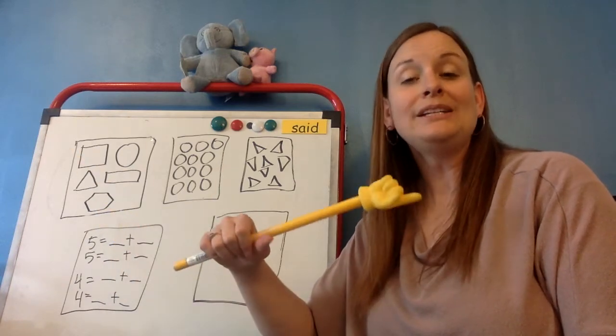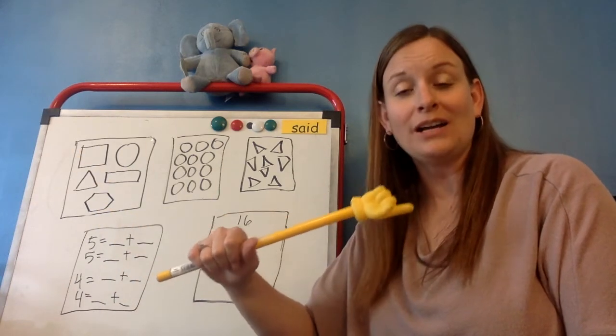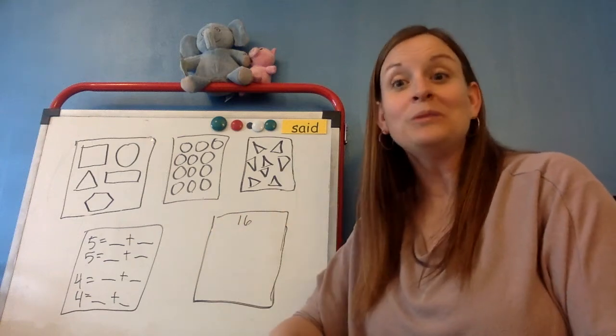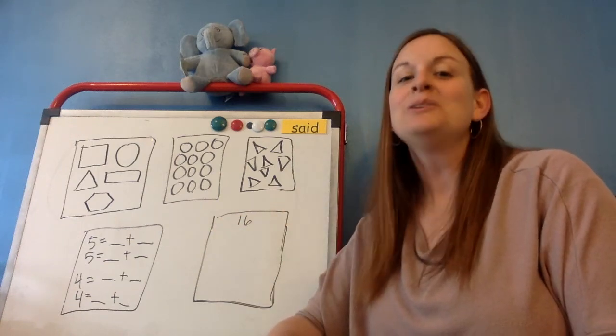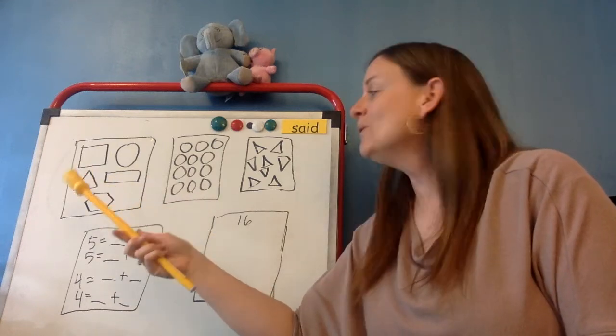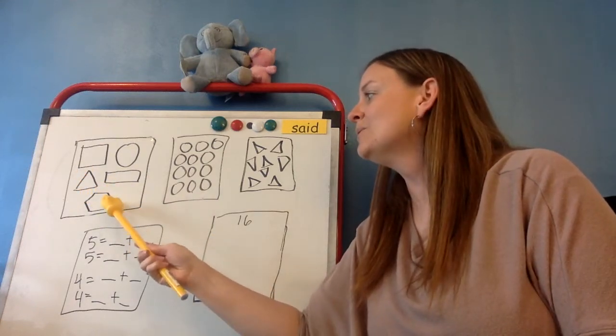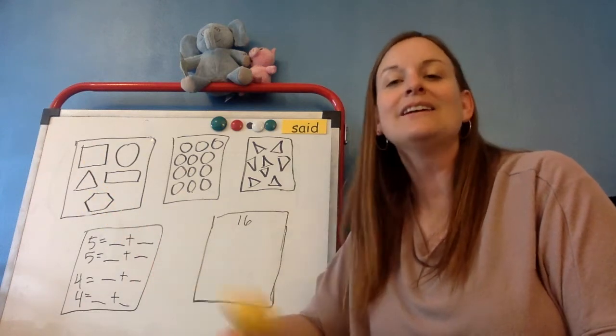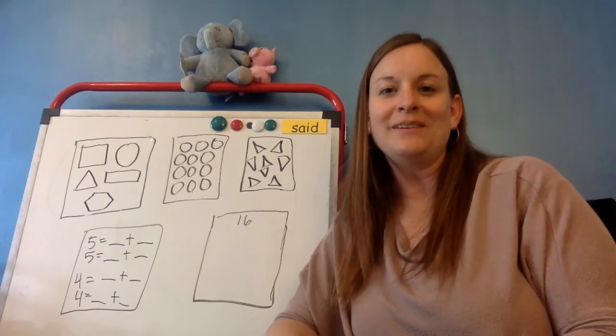Now, some of you try to tell me that the hexagon is an octagon. Just remember, in kindergarten, we don't do octagons. So if you see a shape with lots of sides, it has to be a hexagon. But you also can count them. 1, 2, 3, 4, 5, 6. 6 sides is a hexagon. 8 sides is an octagon.